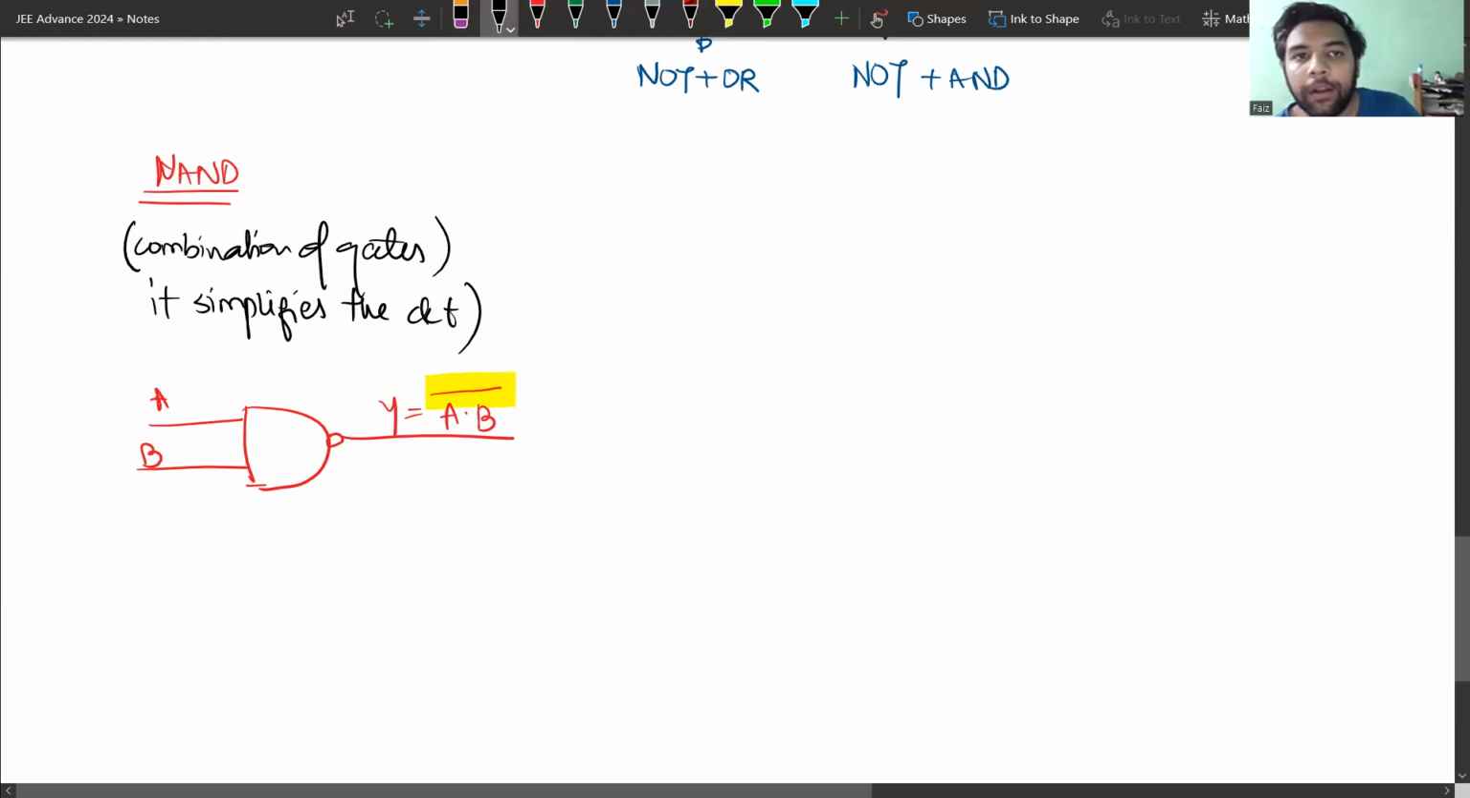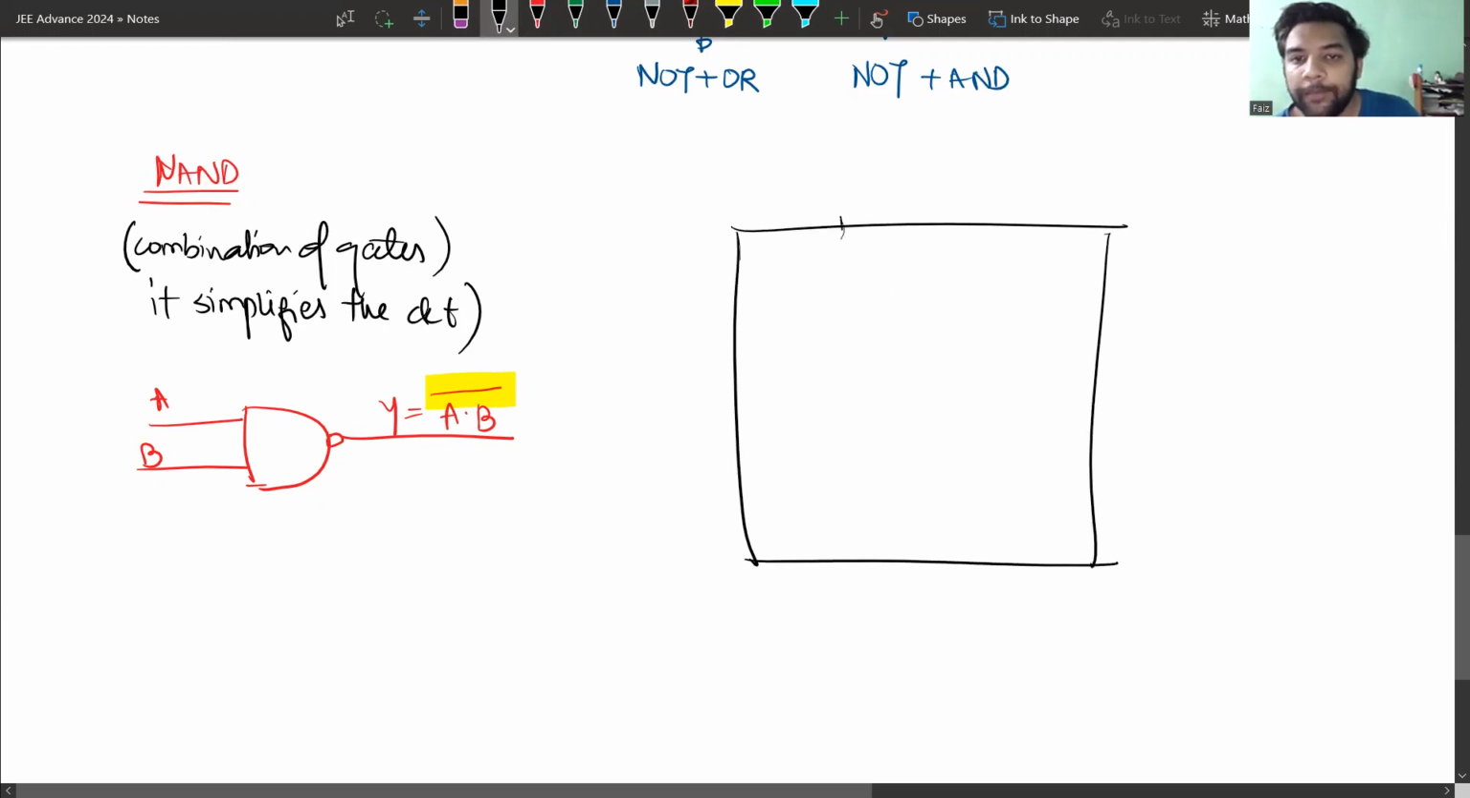For example, if I'm writing 0 bar, that means invert 0, that is 1. If I'm writing 1 bar, that means invert the 1, that is 0. Hopefully this is clear. What does the bar represent, right? Now, what is the truth table? What does the truth table for this gate look like?